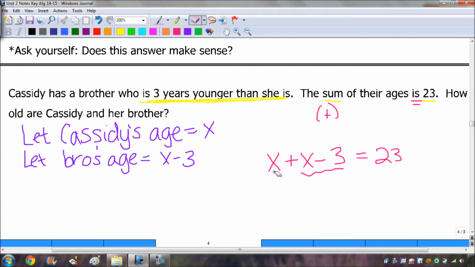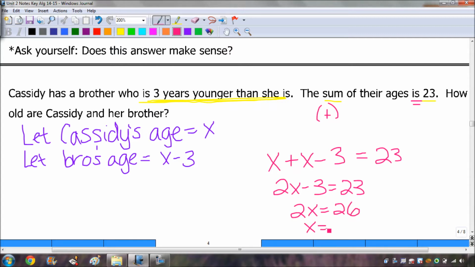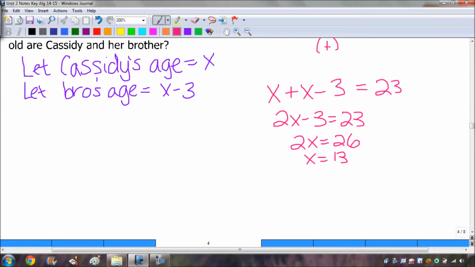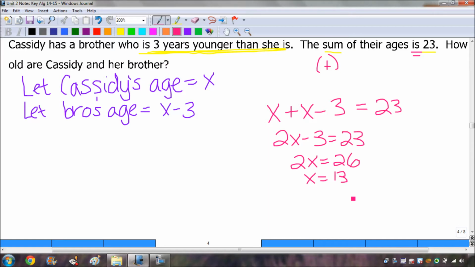All right? So once I've done that, the next step is to just solve my equation. So to solve, I'm going to combine like terms. Okay? Then I'm going to add 3 to both sides to help me get the x by itself. Divide both sides by 2, right? I end up getting x equals 13. So that means that Cassidy is 13 and her brother is 13 minus 3. So I'm going to fill this into my let statement. Cassidy is 13 and her brother is 13 minus 3, so he's 10.